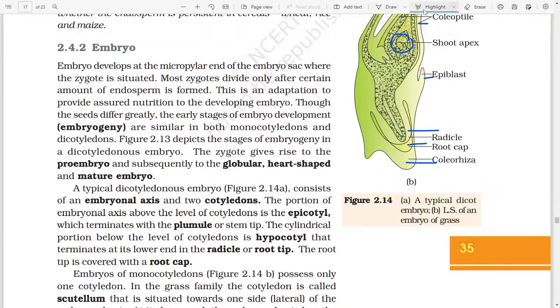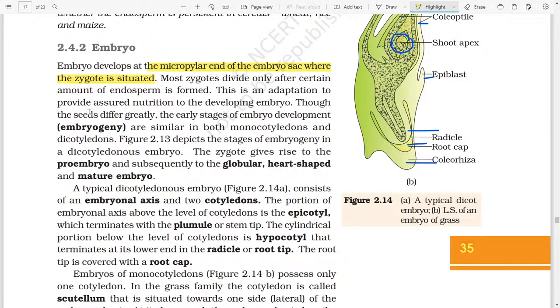Embryo. The embryo develops at the micropylar end of the embryo sac where the zygote is situated. Most zygotes divide only after a certain amount of endosperm is formed. This is an adaptation to provide assured nutrition to the developing embryo. How?